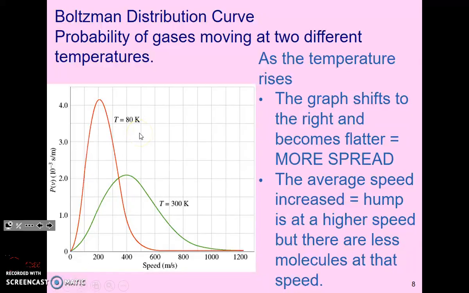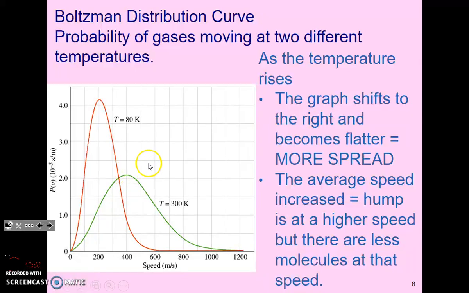Now, the other thing that you need to notice, which is not as important, is that at the average speed in particles that are at faster temperatures, there are fewer particles at that high average speed. This hump here is higher than that hump here.